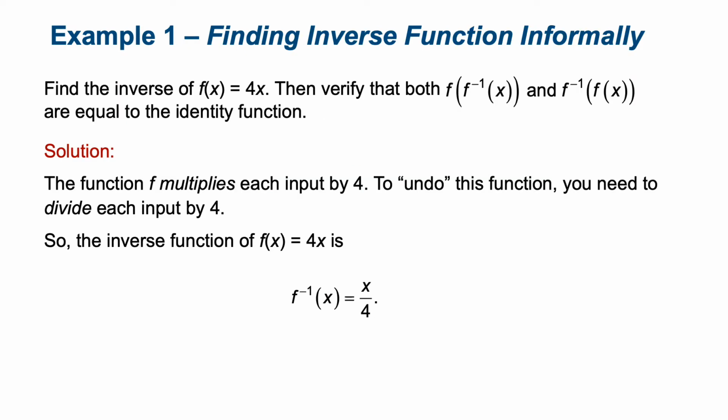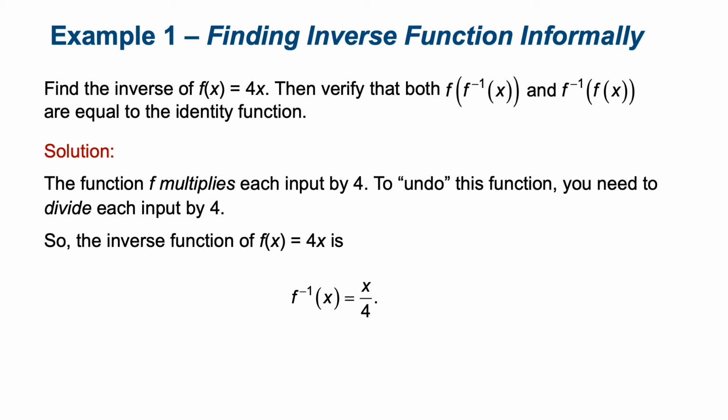So what about informally? What's a way to think about this informally? Let's find the inverse of f of x is equal to 4x, and then let's verify that f of f inverse and f inverse of f are equal to the identity. Okay, so what does the function f tell us to do? The function f tells us to multiply each input by 4. So if the function f is telling us to do multiplication, what do you think would be the opposite or the inverse operation to get us back? To quote unquote undo this function, we would have to divide each input by 4, yeah?